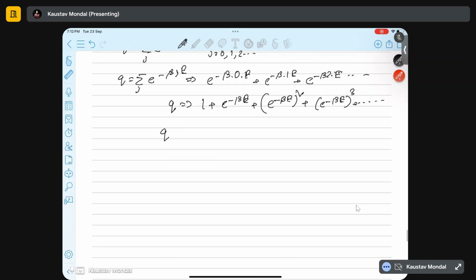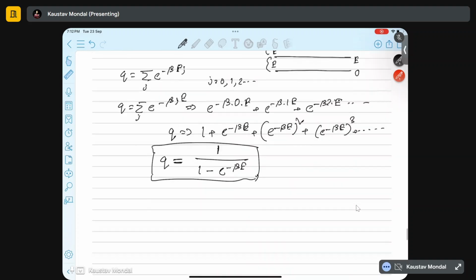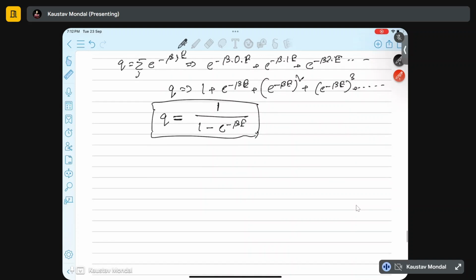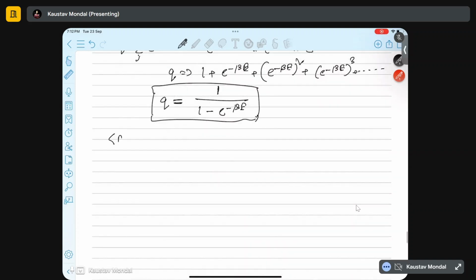Now if you do the summation of this infinite geometric series, you can write the whole series in a closed form, which looks like this: 1 divided by 1 minus e to the power minus beta E. This is basically the expression of the partition function Q. Now from here you can easily write the mean energy, which is given by minus 1 by Q del Q by del beta at constant volume.